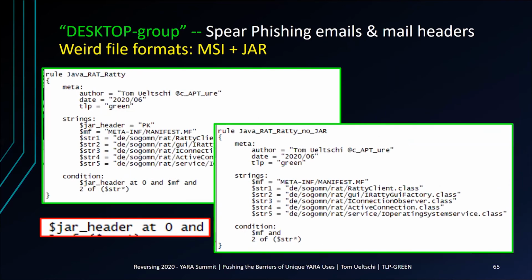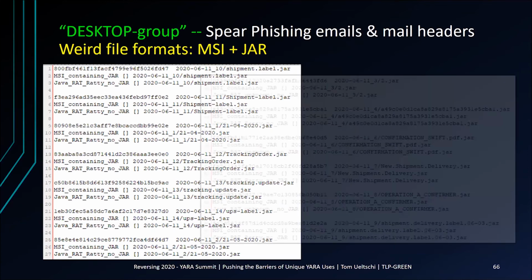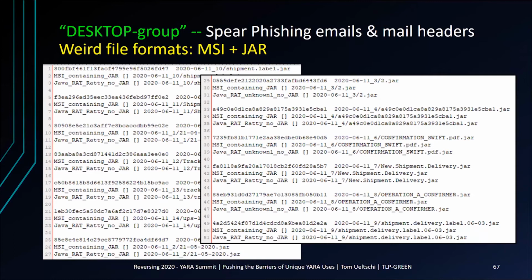So these are 2 rules for the ReadyRat Java malware. The rule to the left matches a char header at the beginning. The rule to the right does not. So the rule with no char in the name would also match if the char was appended to an MSI file. Here are some samples that matched both rules, MSI containing char and ReadyRat no char, because the zip file is appended to the MSI. Some other samples were also MSI containing char and were later identified as Adwind.